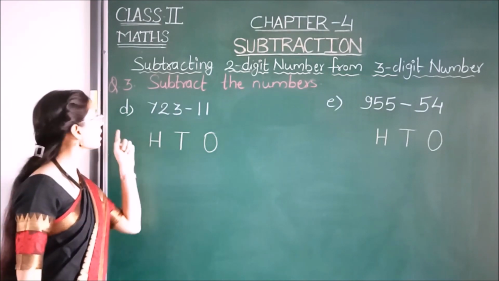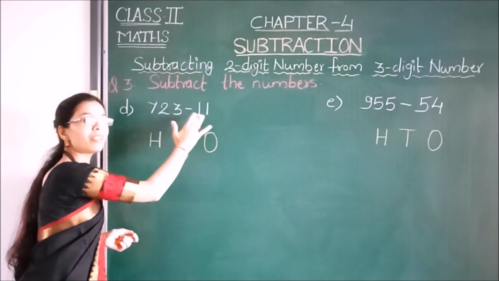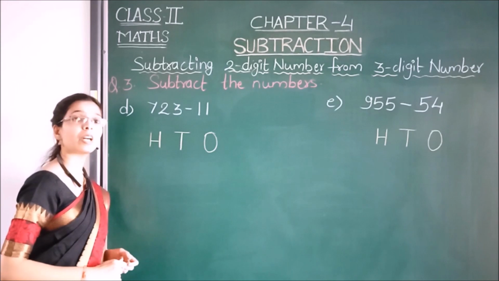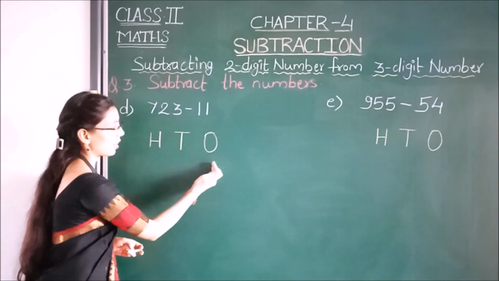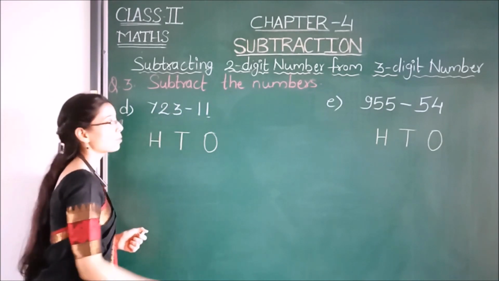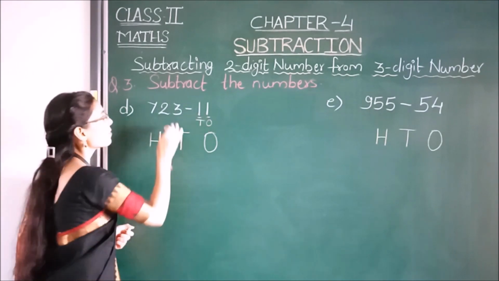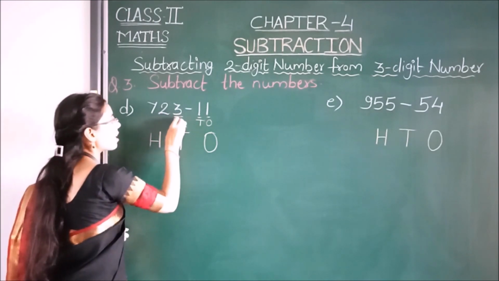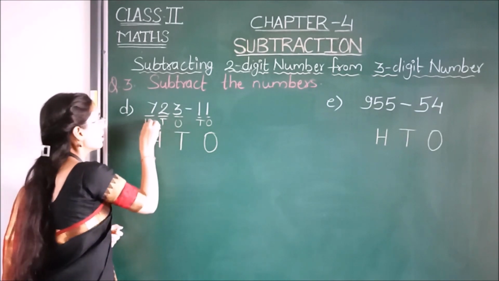Now children, see D1. 723 minus 11. Now we have to arrange these numbers in their proper columns. This is a 3-digit number. Always we will start from ones. This one is at the ones place, then this one is at the tens place. In 723, this 3 is at the ones place, this 2 is at the tens place, and 7 is at the hundreds place.